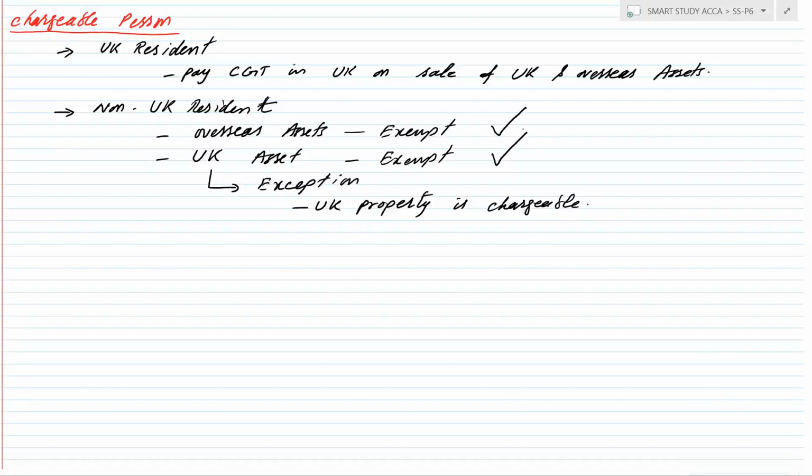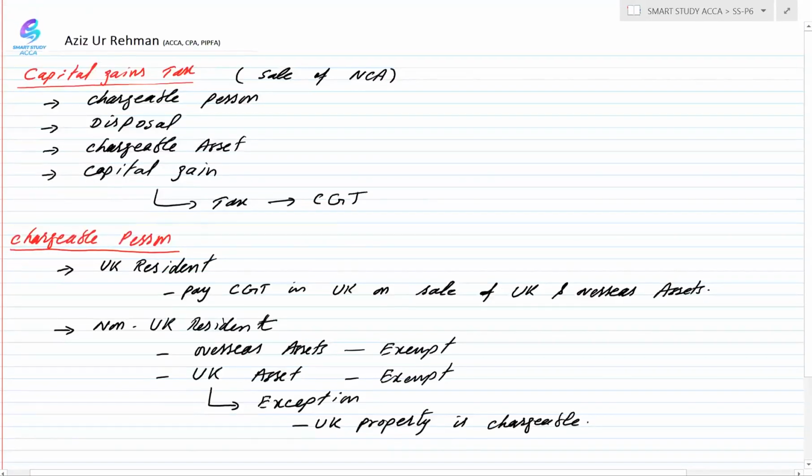So UK residential property is taxable regardless of the status of an individual. The person who owns UK property, on disposal of that UK property, is going to pay tax in the UK, whether he is resident or not. So this was the very first term called chargeable person. So chargeable person can be UK resident or non-resident. Let's move towards the second term, which is disposal.